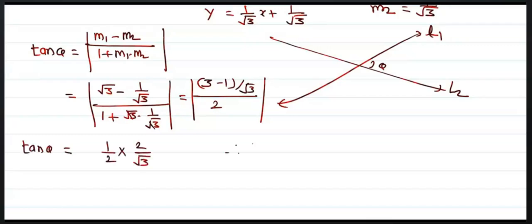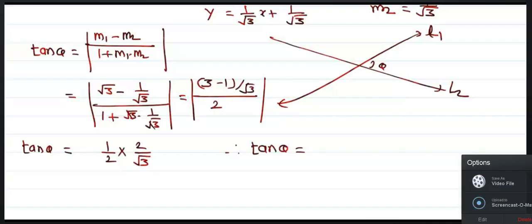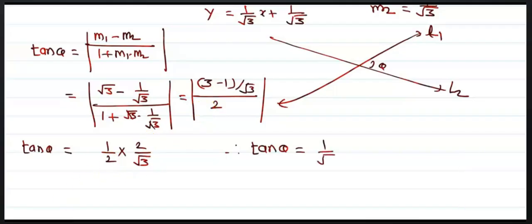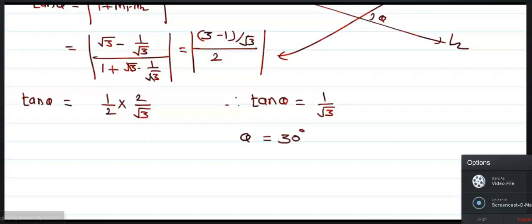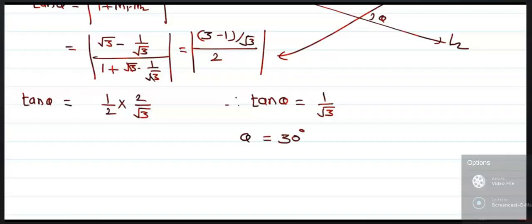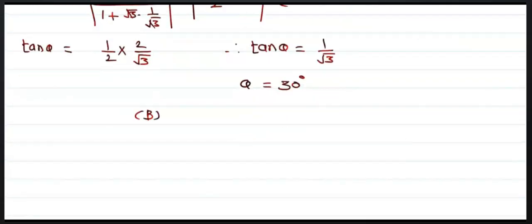Therefore, tan theta is equal to, now the simplification is 2 upon root 3 and 1 upon 2. These 2 get cancelled. Tan theta is equal to 1 upon root 3. Therefore, theta is equal to 30 degree. Therefore, B option is the correct one.